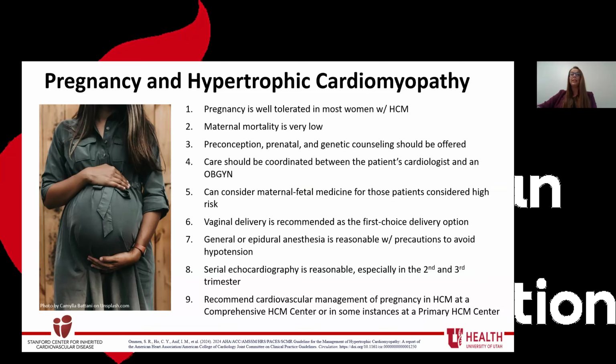In terms of delivery itself, vaginal delivery is recommended as the first choice option, but obviously emergencies happen, and C-sections, things like that, need to occur. So the planning for it, vaginal delivery is the preferred method. General anesthesia or epidural can be used. We just recommend that hypotension is avoided. And then throughout the pregnancy, serial echocardiograms are reasonable, especially later on in the pregnancy. We would recommend that pregnant patients with HCM be seen at a comprehensive HCM center, or in some instances, a primary HCM center as well.